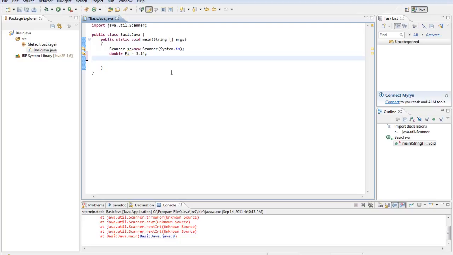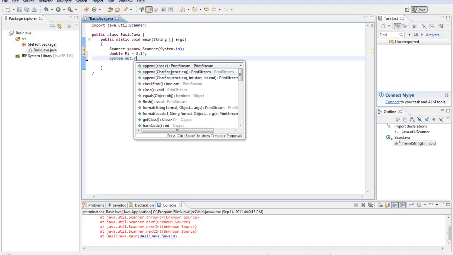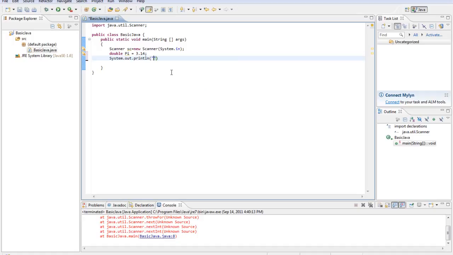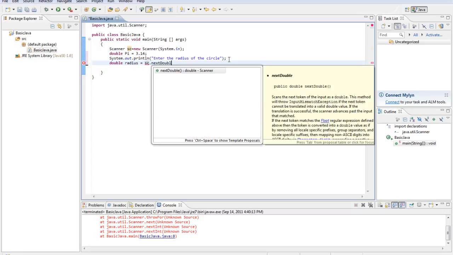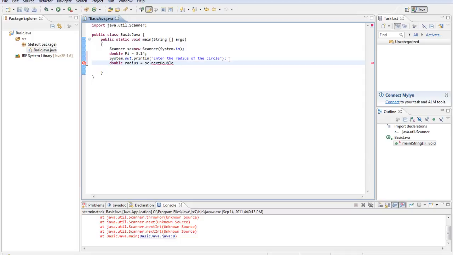Then what we're going to do is read the radius of the circle. So we're going to do System.out.println("Enter the radius of the circle"), and then we're going to do double radius equals sc.nextDouble(). Alright, so we stored that.